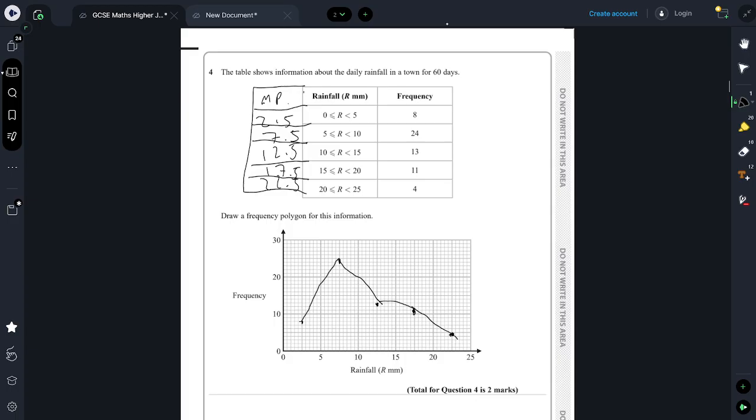Okay, it doesn't give you the drawing in the mark scheme. Yeah, that should be fine. Yeah. Okay, cool. Okay, so that's just something you need to know.